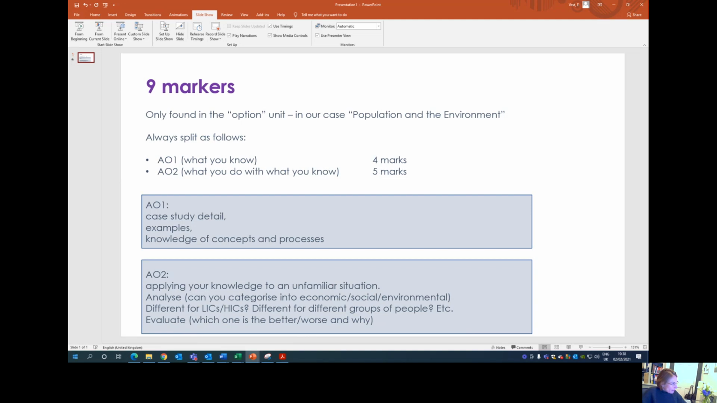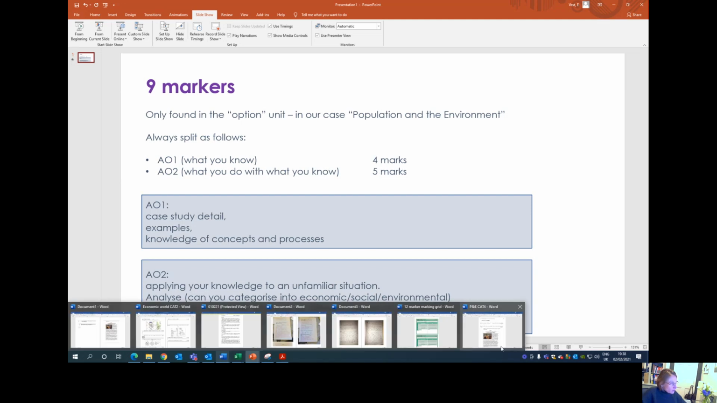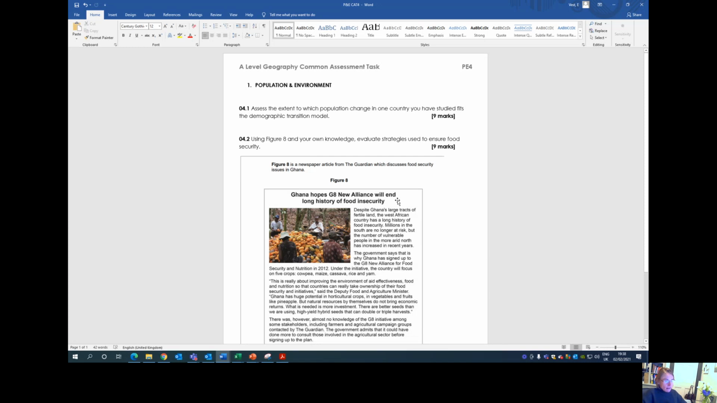Let me just pop this back to your actual cat so you can see what we've got. What we've got here is 2 examples of the 2 types of 9 markers that you're likely to get. One is here, just assess the extent to which population change in one country you have studied fits the demographic transition model. So they'll just ask you straight off for an answer. And the second one here is using figure 8 and your own knowledge. They call this using a stimulus, and they want you to use this as a springboard to read what they've got there, to show your knowledge about that, and then to bring in additional knowledge that you have. So this is a different way of doing the 9 markers here.